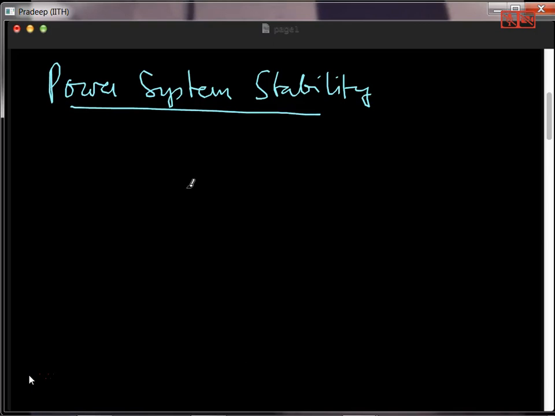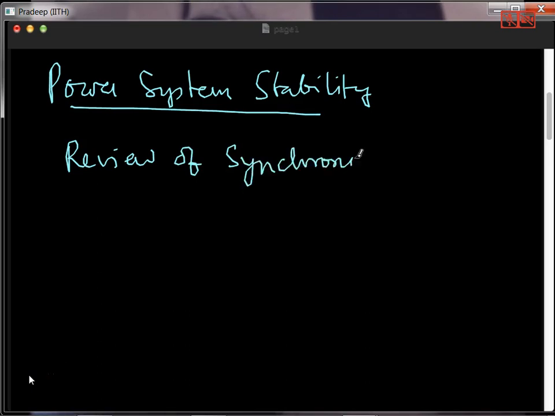In order to understand power system stability, first we should understand the working principle of a synchronous machine, whether it is a synchronous generator or a synchronous motor. We'll quickly review how a synchronous machine works. Based on the working principle, we can define what stability is.